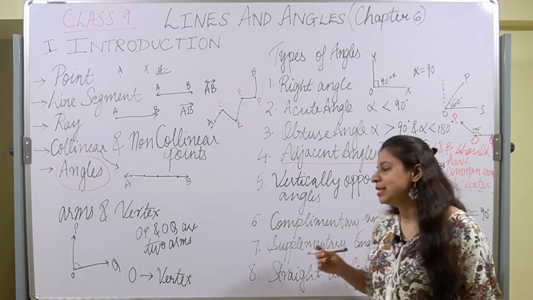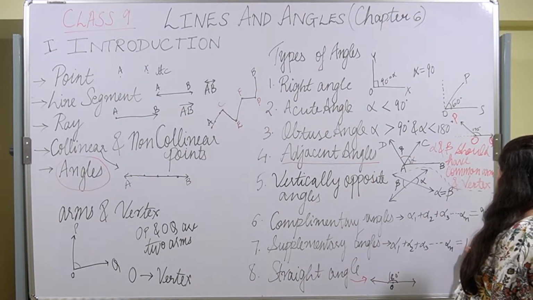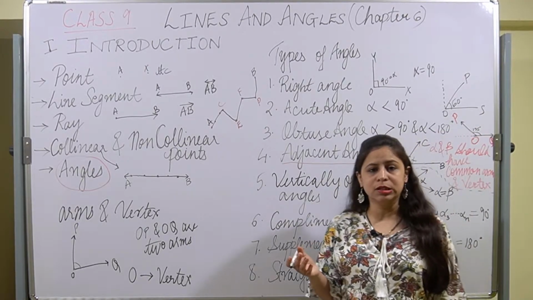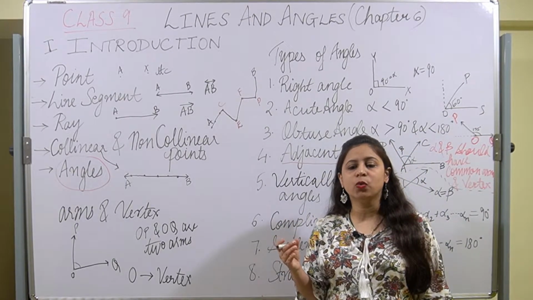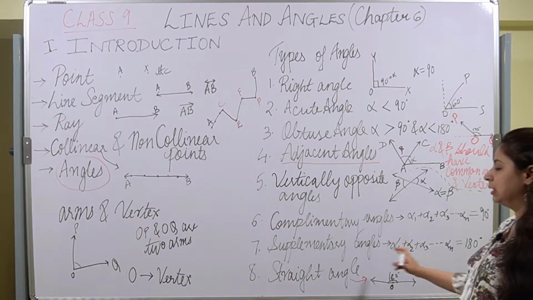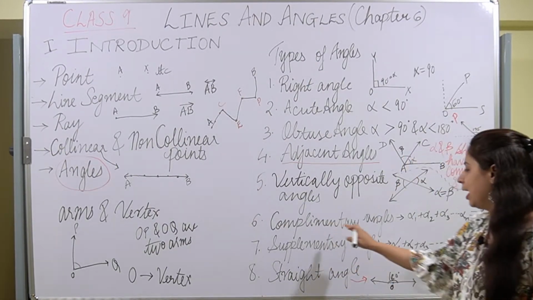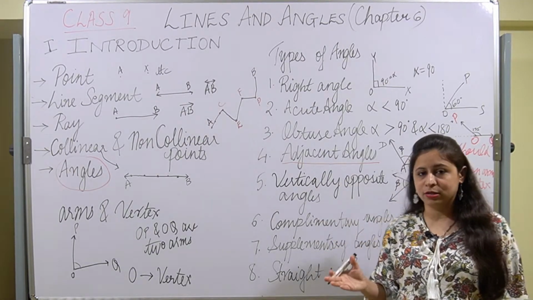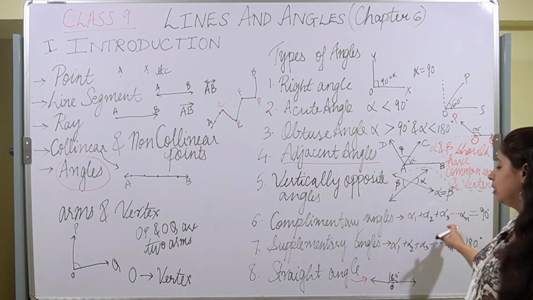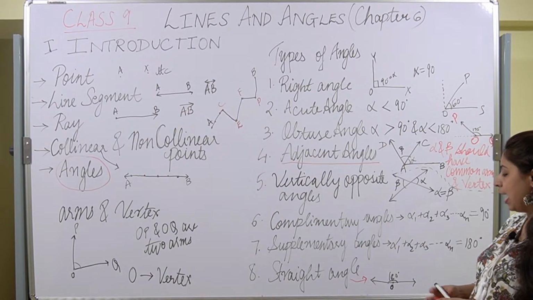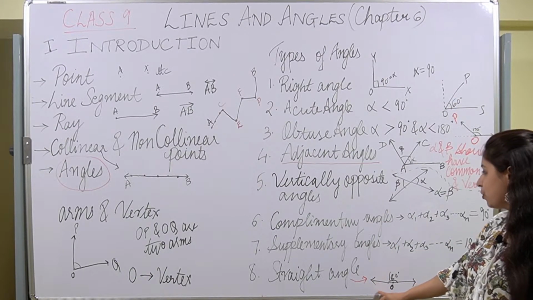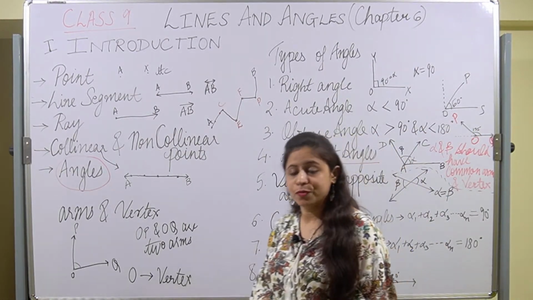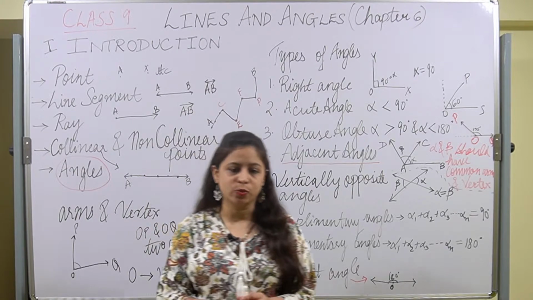And if the sum is equal to 180 degrees, there can be 2 angles or there can be more than 2 angles also, then they form the supplementary angles. And if the sum of all the angles is 90 degrees, then they form the complementary angles. And the straight angle, I have already told you, it is 180. So this is the important part for solving the exercise questions of 6.1.